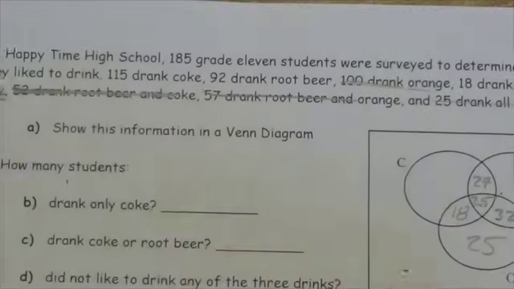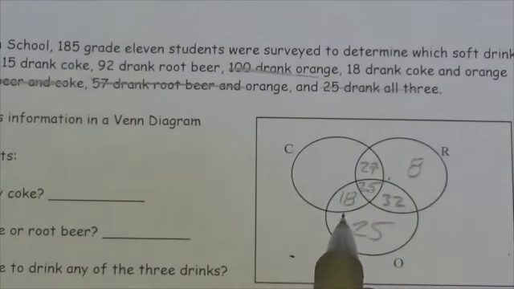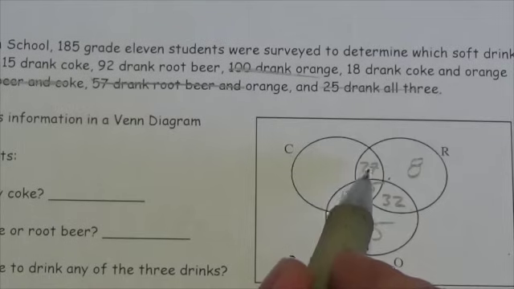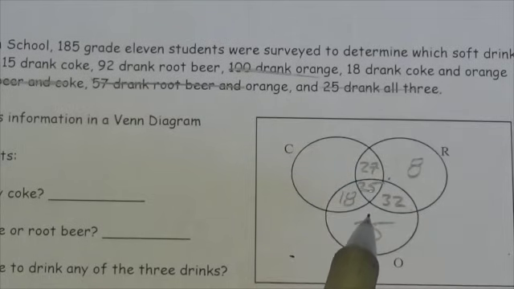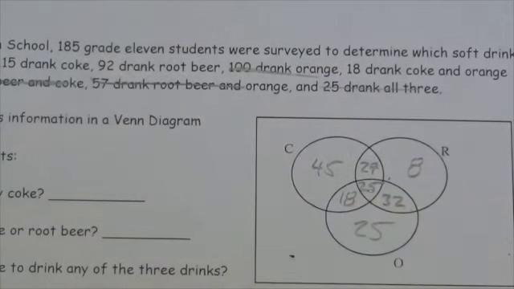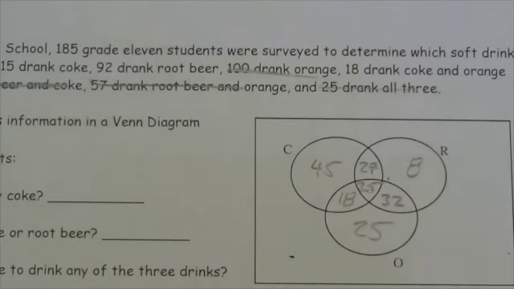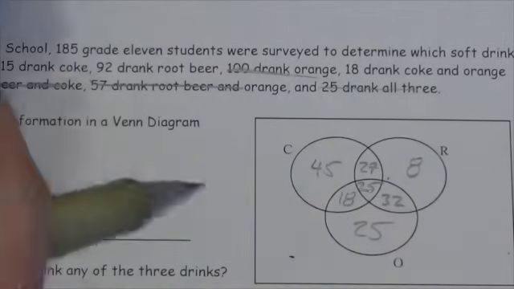And then we've got 115 that like Coke. So 115, and then we're going to subtract what's left over here. So minus the 27, minus the 25, minus the 18 from those subsets, and that leaves us with 45 out there that like just Coke. Good. Now we filled that all in, except for one little thing here.